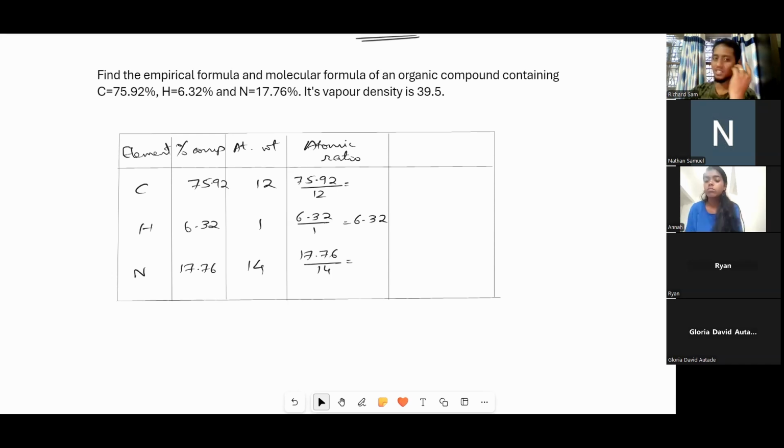Sure. It's 6.3 only. It'll come 6.32 only. Why 30? 3 and then you have to put in 9. Empirical formula C5H5N. What was that, Gloria?